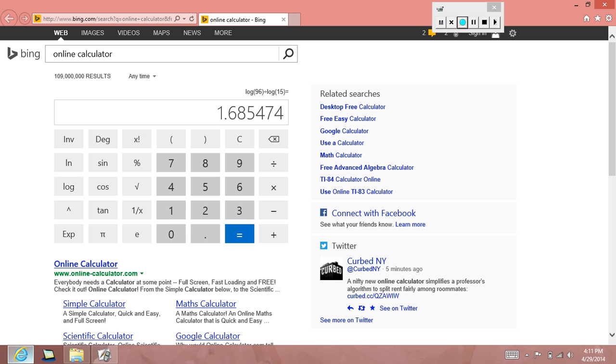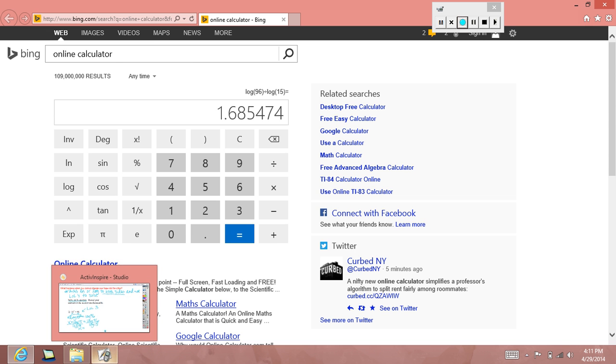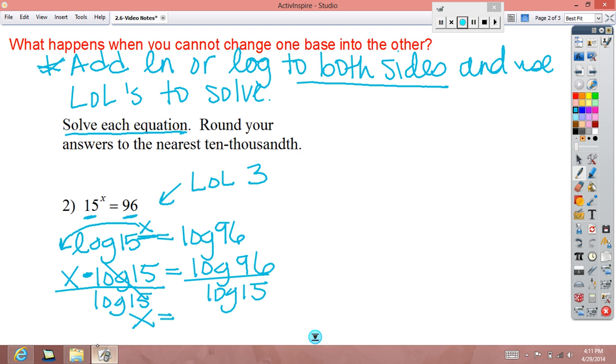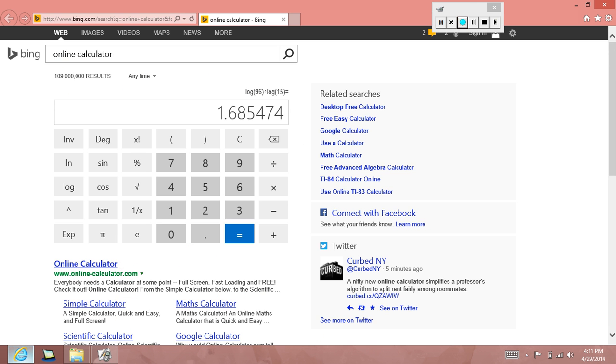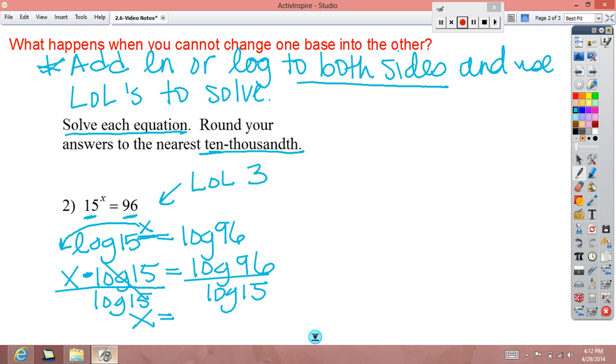It says to round to the thousandth, 10,000th. So hundredths, or tenths, hundredths, thousandths, 10,000. So this means to 4 decimal places. Looking here to 4 decimal places, 1.6854, but this 7 rounds this 4 up, right? So 1.6855 is going to be my answer.